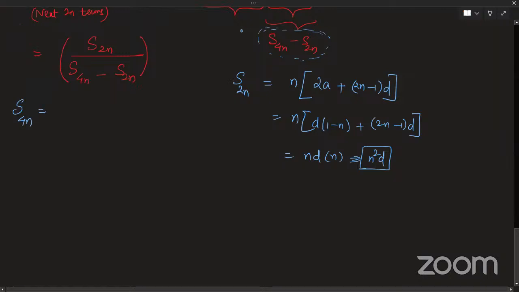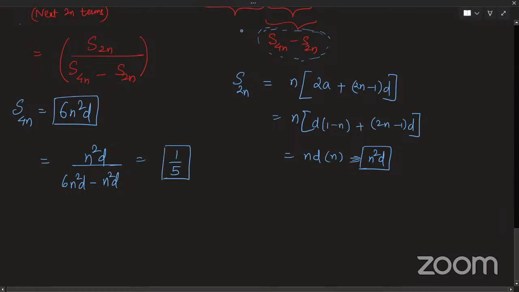Can you tell me what the S of 4n value is? 6n square d, sir. 6n square d, correct. Now just substitute these two values here. S of 2n is n square d, so it is n square d by 6n square d minus n square d, which is n square d by 5n square d. So it is 1 by 5, right? Yes, sir. 1 by 5, everyone got it?